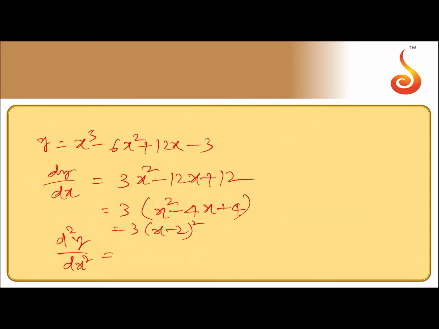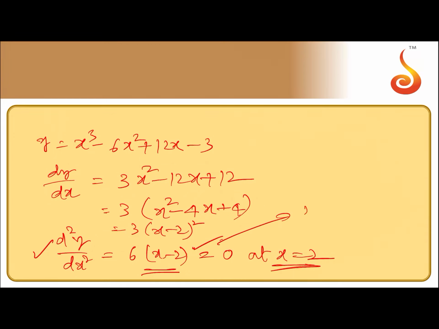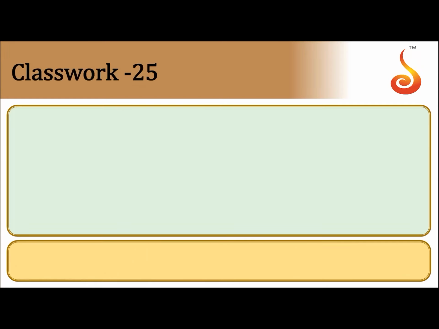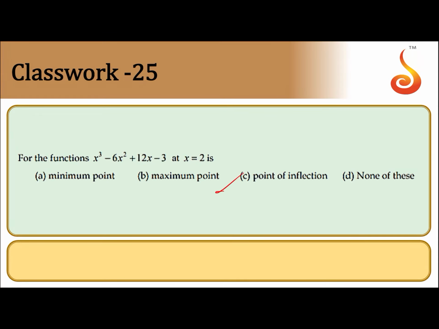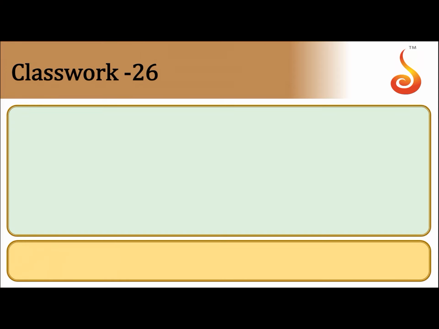The second order derivative is 6 times (x minus 2), which is 0 at x equals 2. So it doesn't attain either a minimum or a maximum. As the second order derivative is 0 at x equals 2, I say x equals 2 is a point of inflection. So the answer is a point of inflection.